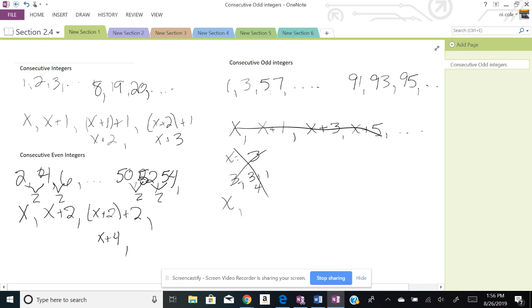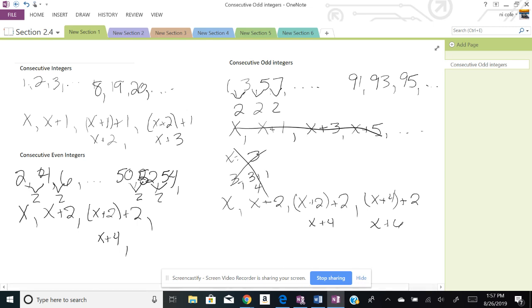Let's do x. Let's go back here. What's that difference? That difference is 2. That difference is 2. That difference is 2. So guess what? The next number would be x plus 2. And the following number would be then x plus 2, parentheses, plus 2, or really x plus 4. Followed then by x plus 4, parentheses, plus 2. And that would be x plus 6. And that would continue on and on.